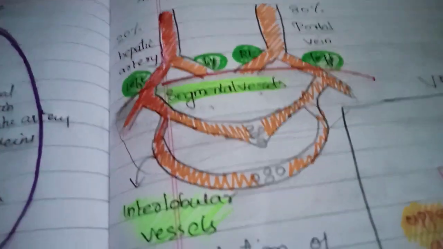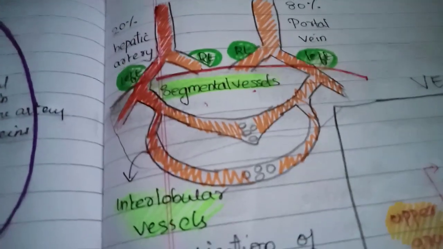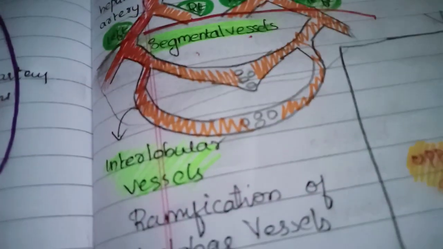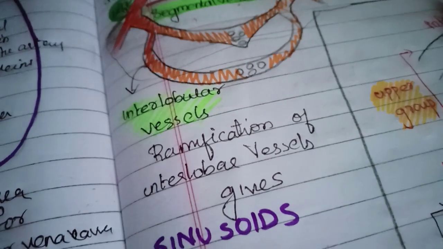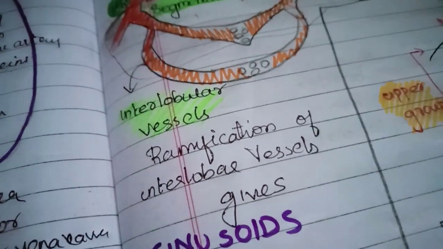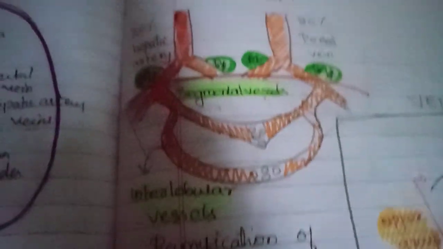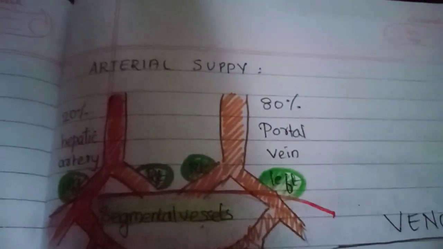ramification. What do you mean by ramification? Ramification means unites. It unites to form what? Sinusoids. Ramification of interlobar vessels gives sinusoids. These are all about the arterial supply of the liver.